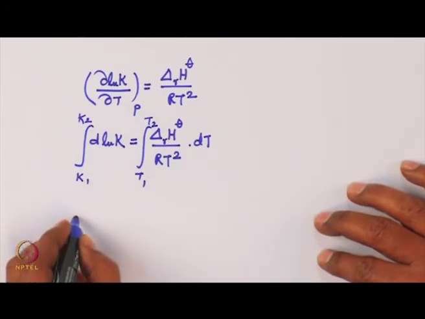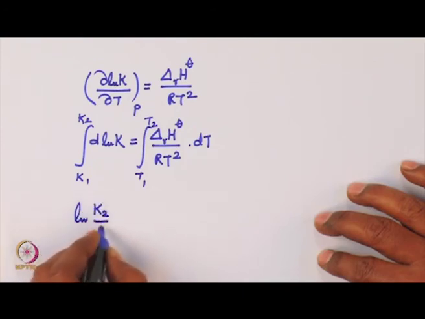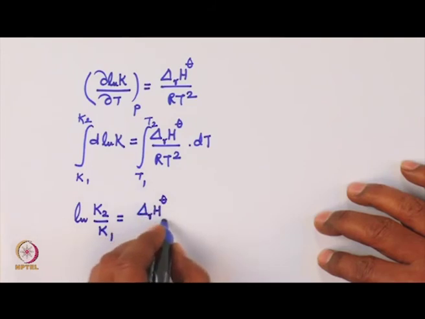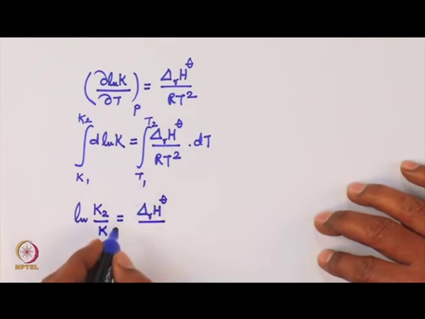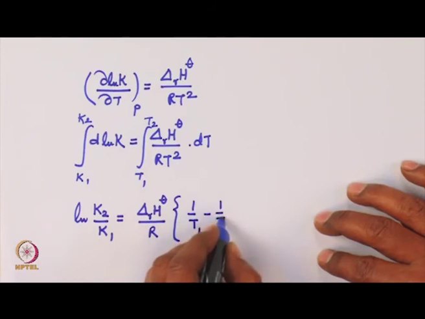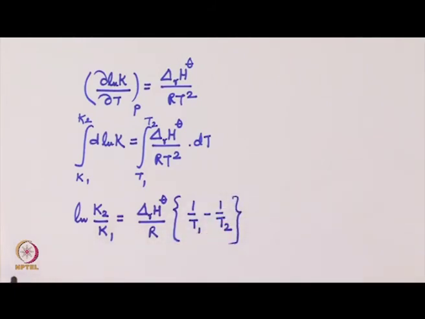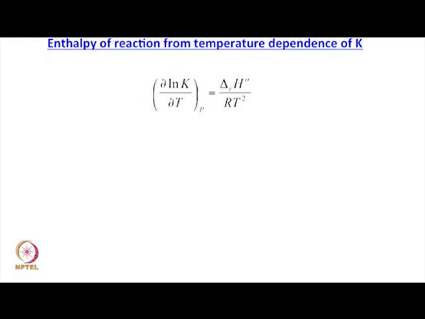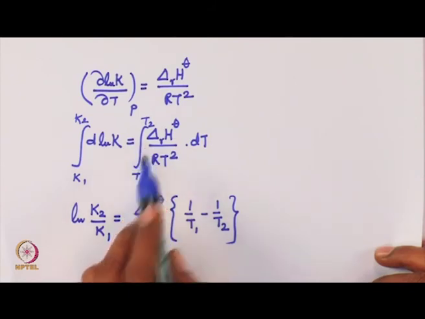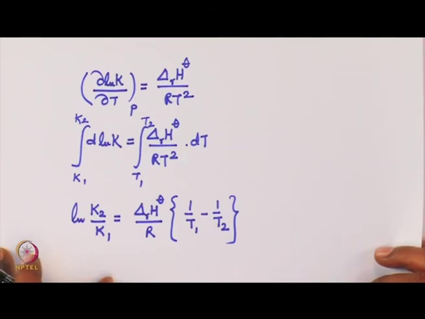Then what will I get? I will get log K2 by K1 is equal to delta rH naught by R into 1 over T1 minus 1 over T2, after you solve the integral and substitute the values of T1 and T2. Okay, this is one way. Here we are assuming that the enthalpy of reaction is independent of temperature, so we are taking it out. Otherwise, we cannot ignore the heat capacity terms, and those things we will take up while solving the numerical problems.